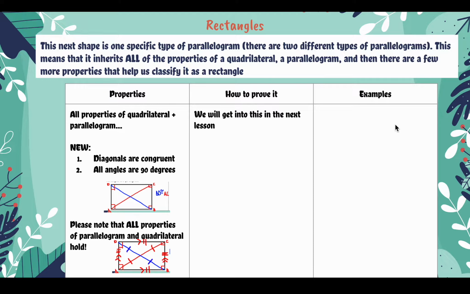Now, you want to divide your notes up into 3 sections. So you're going to have properties. We're going to eventually fill in how to prove it. We're going to do that in the next lesson. And then we're going to have some numerical examples. So you want to make sure you're writing tiny so that you can fit everything and so that it's legible for you.